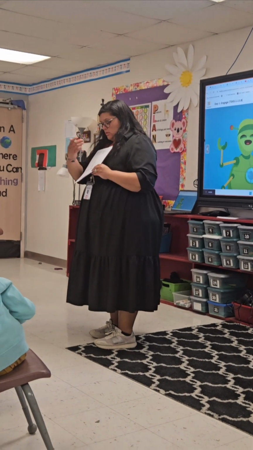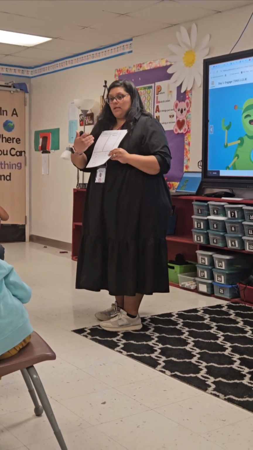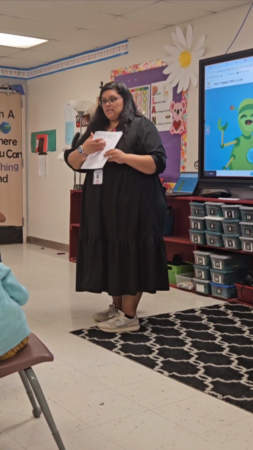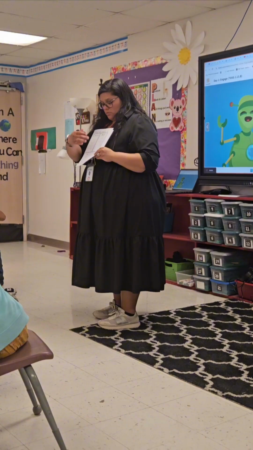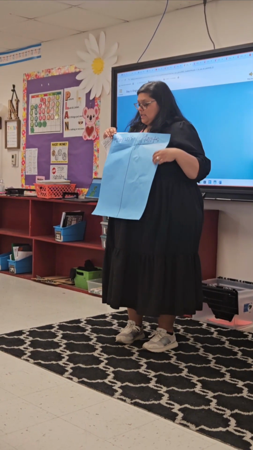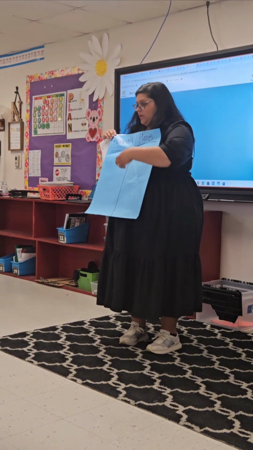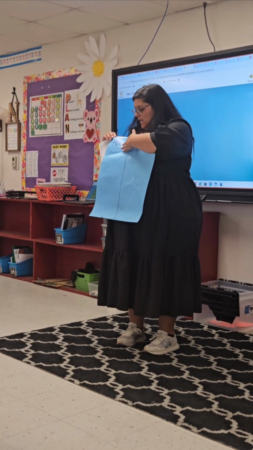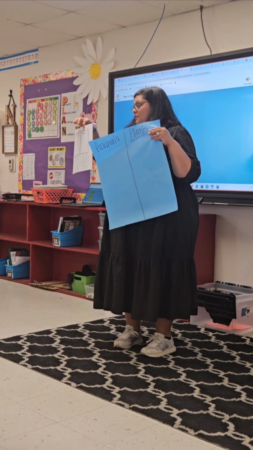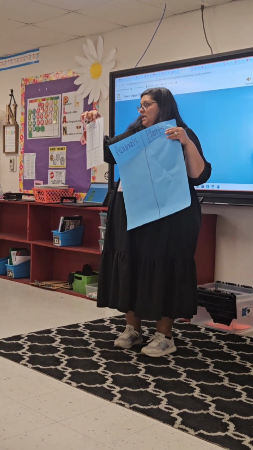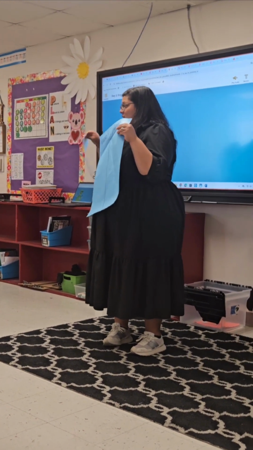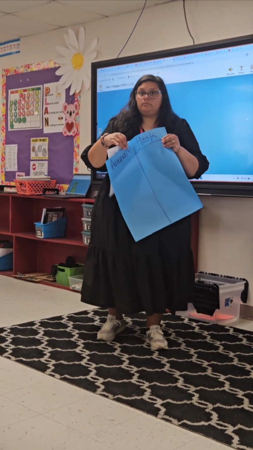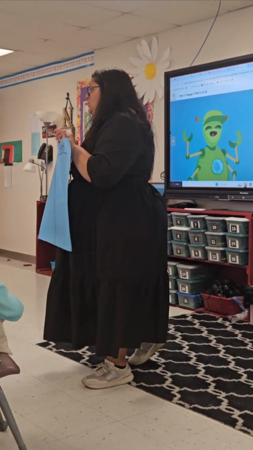So now we're going to make a list. We're going to get together, cut out and list. If you'd rather write, you can write. But we're going to list in the columns what plants and animals need. So this is what we're going to be doing: separating animals and plants and what they need to survive. That's our hands-on activity today. Do we have any questions?